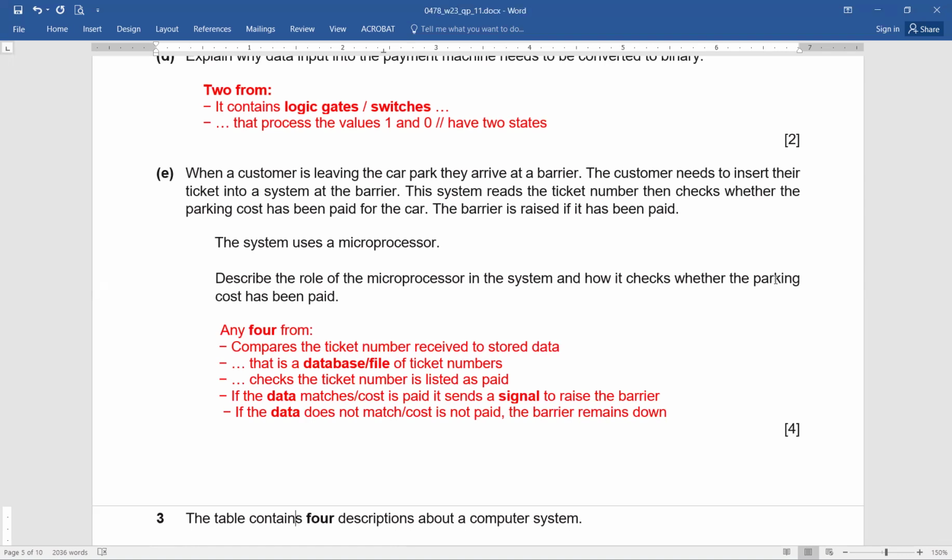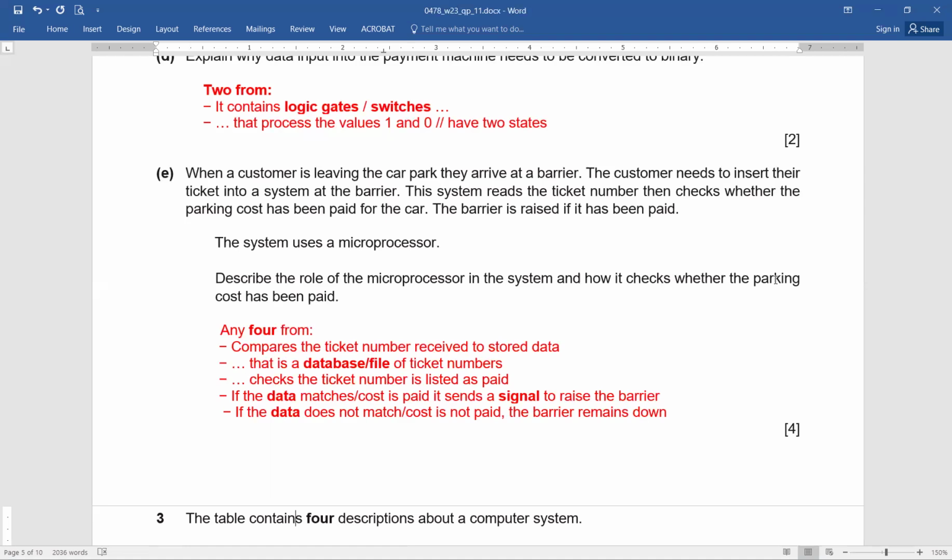It is going to check that the ticket number is listed as a paid ticket. If the data matches, and if it is found that the cost is paid, it sends a signal to raise the barrier. If the data does not match or the cost is not paid, then the barrier remains down. So simple. Just see the stages.